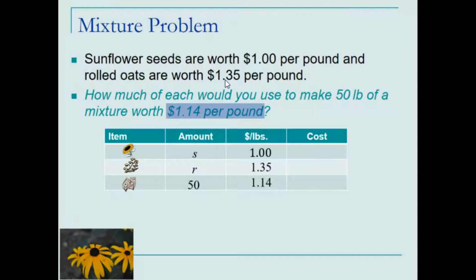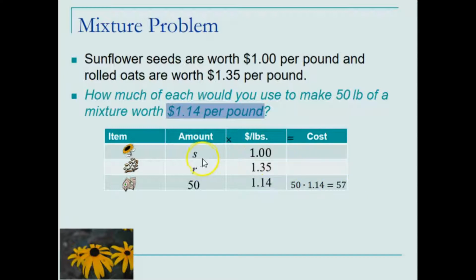To generate that second equation, we're going to fill in this third column. Cost is found by taking the amount times the price per pound. So we're going to take the values from the amount column times the price per pound to give us cost. And let's start with this mixture since it's all in numbers. The cost of this mixture will be 50 pounds at $1.14 results in a charge or a cost of $57.